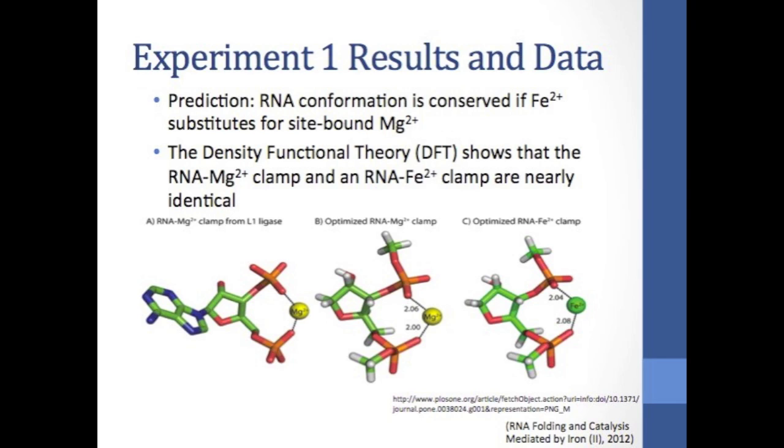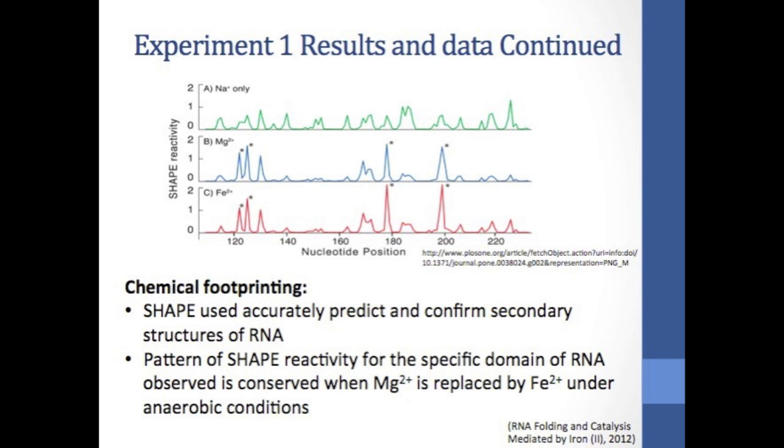RNA folding and catalysis. In the chemical footprinting experiment, we use SHAPE, which is an acronym for Selective 2-Hydroxyl Acylation Analyzed by Primer Extension, the technique used to predict and confirm secondary structures of RNA. For this, benzoyl cyanide was used in SHAPE to determine nucleotide reactivity, thus determining the secondary structure.